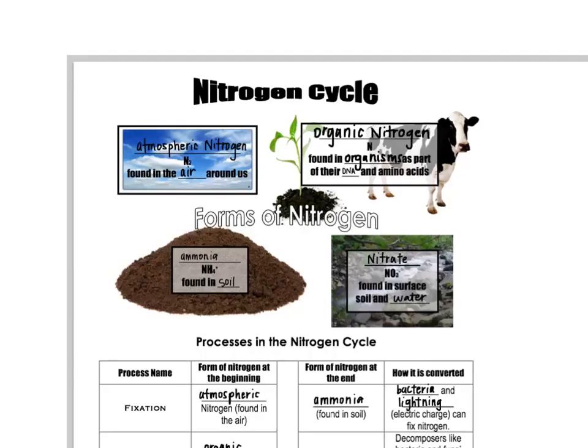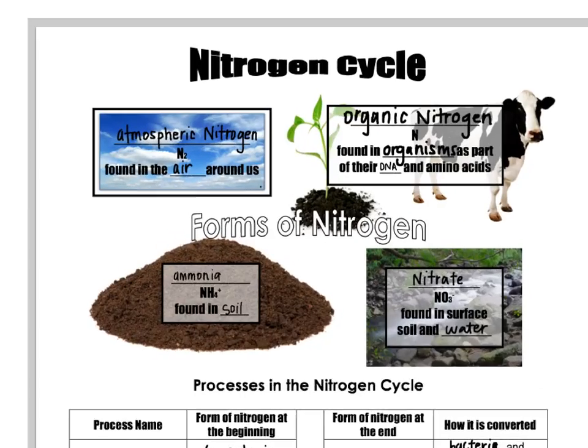The nitrogen cycle is kind of unique as a cycle because it doesn't go in a nice circle. It doesn't have a really nice pattern that it follows, although all of the steps in the nitrogen cycle can go in any order. So we're going to first look at the forms of nitrogen. There are four main forms of nitrogen.